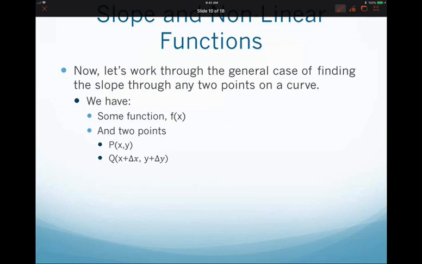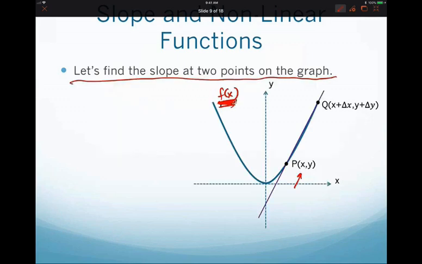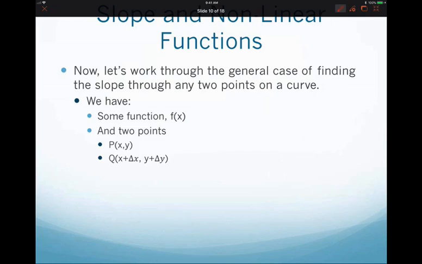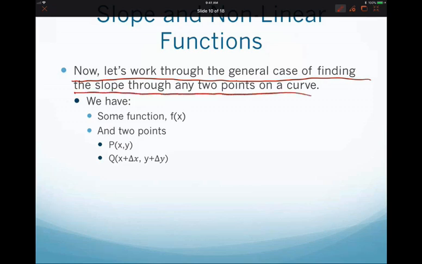And instead of 3 and 9 for Q, we have x plus delta x and y plus delta y. All we've done is put them in x and y notation. Now let's work through what we're working towards, and that is to find the general case of the slope through any 2 points on a curve.